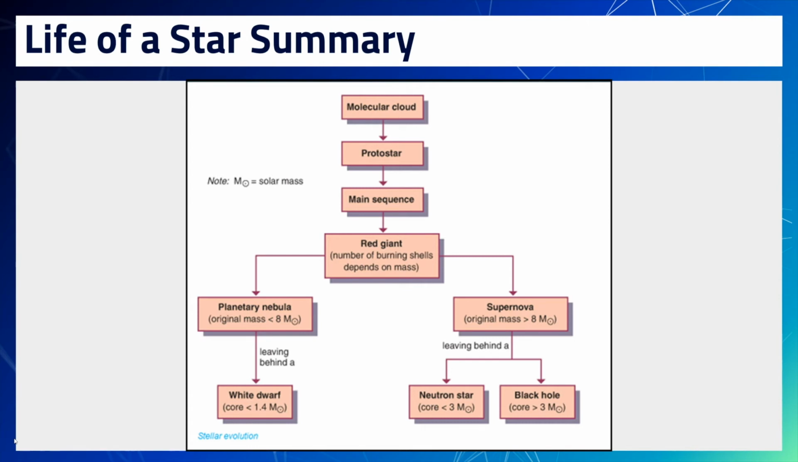So here we have a way you can sort of summarize all that. So molecular cloud, aka stellar nebula, right at the start there, then it becomes a protostar, then a main sequence star, then a red giant or red supergiant, depending on how big it is. Smaller stars become planetary nebulae on the left there, and then white dwarfs, whereas bigger stars go to the path on the right. So they go supernova, and then depending on how much they leave behind, either a neutron star or a black hole.